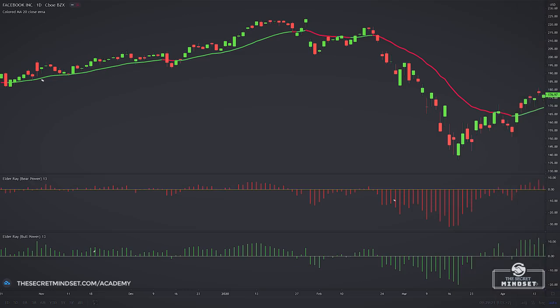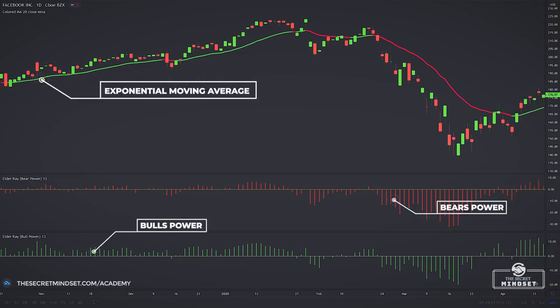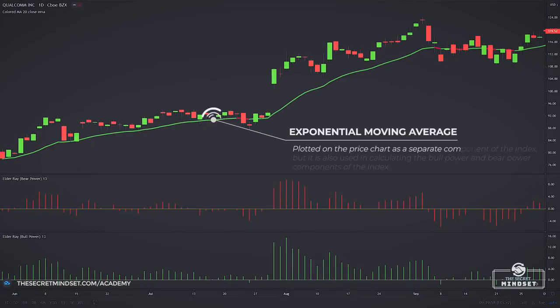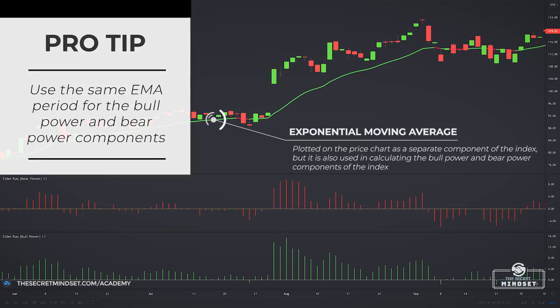The Elder Ray Index consists of three indicators: an exponential moving average, the bull power indicator, and the bear power indicator. The EMA is often plotted on the price chart as a separate component of the index, but it's also used in calculating the bull power and the bear power components of the index. By default, the EMA is a 13-period exponential moving average of the closing prices, but you can use any period you want. What matters is that you use the same period for the bull power and the bear power components.